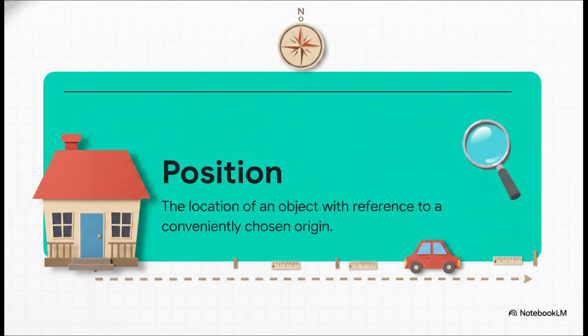Now, to track your journey down the street, we first need to know where you actually are. And that brings us to our very first key concept, which is position. Position is simply the location of an object with reference to a conveniently chosen origin. You can think of the origin as your starting line, kind of like your front door. To describe your position, we really just need that starting point and a way to measure the distance you've traveled away from it. It's basically the where of our motion story.